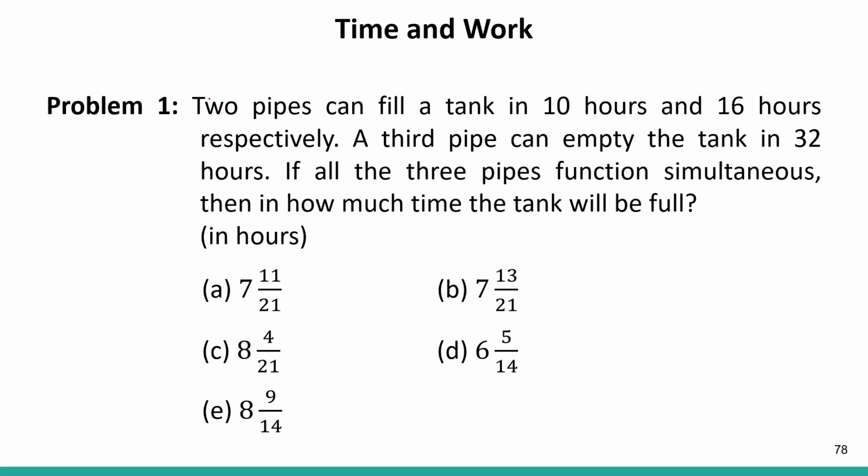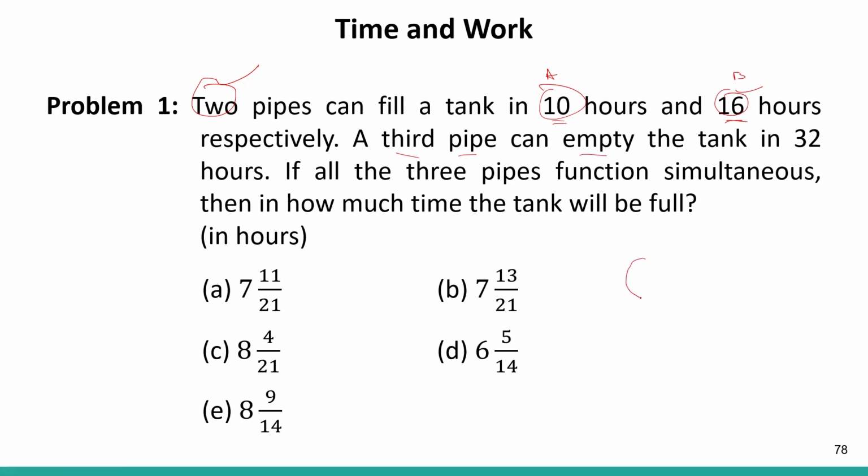It tells us that there are two pipes which can fill the tank in 10 hours and 16 hours each. Let this be pipe A and this be pipe B. So they can fill it in 10 and 16 hours respectively. There is another culprit here: a third pipe which can actually empty the tank.